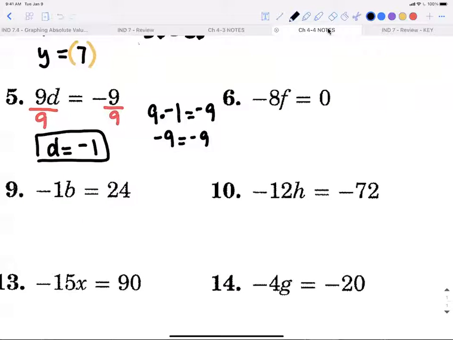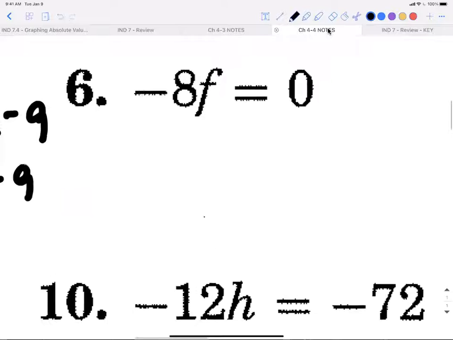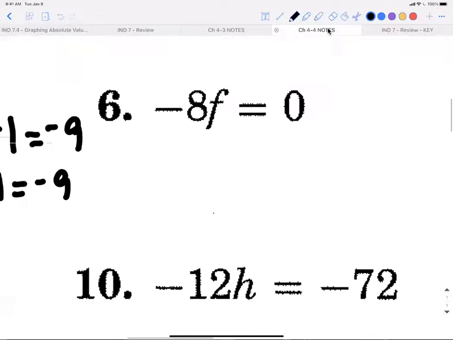You don't necessarily have to put this next one in your notes. I just want to do a few. So we're going to do this number 6 here. Like I said, you don't have to put this one in your notes. I just want to do a few here.